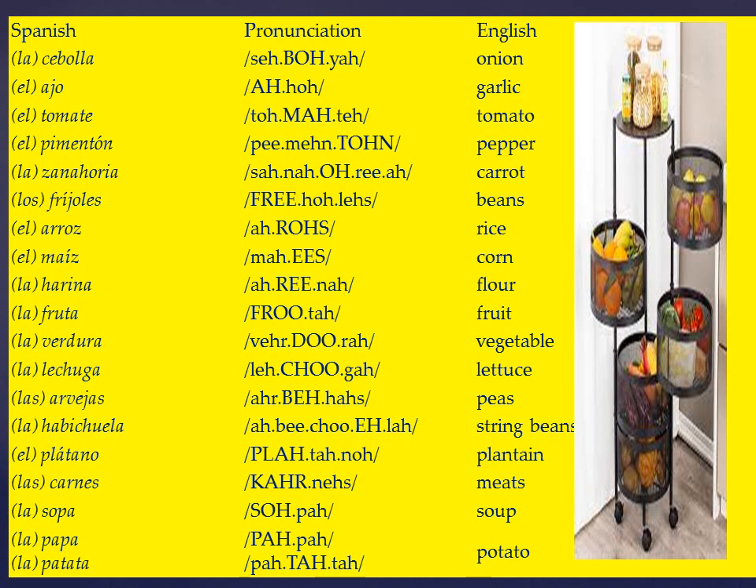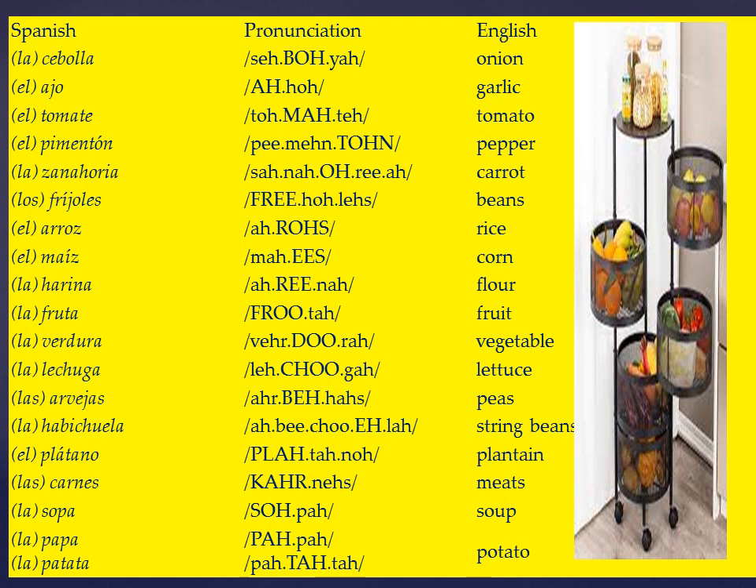Onion in English is la cebolla. Garlic is el ajo. Tomato is pronounced as el tomate. Pepper is el pimentón. Carrot is la zanahoria. Beans as los frijoles. Rice, mostly used in Pakistan and all over the world, el arroz. Corn as el maíz. Flour as la harina.